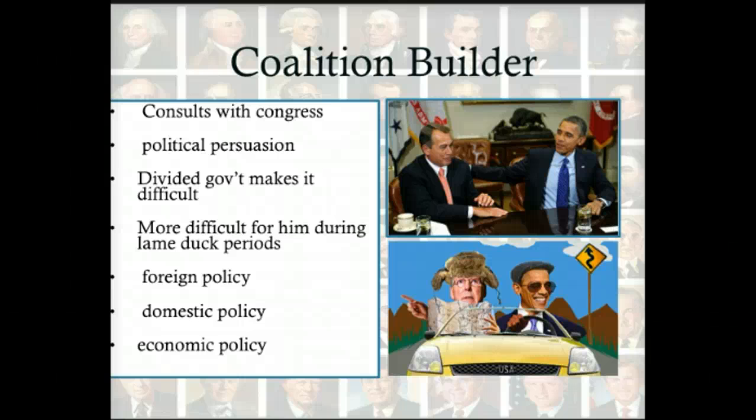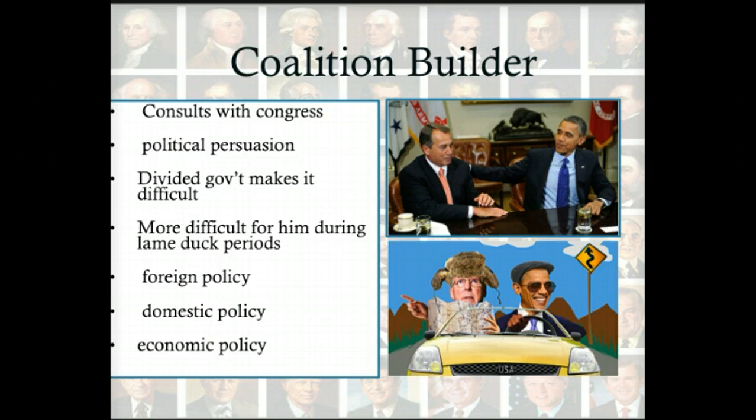Just like the Energizer Bunny, the powers of the president just keep on going and going and going. So here we go with more responsibilities, roles, and powers of the president. The president is a coalition builder.